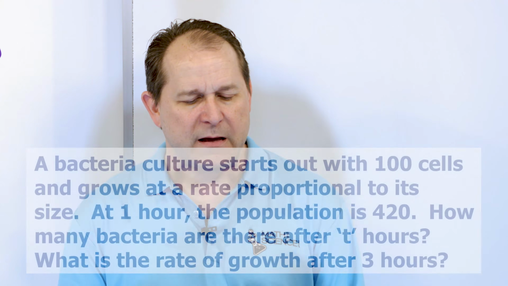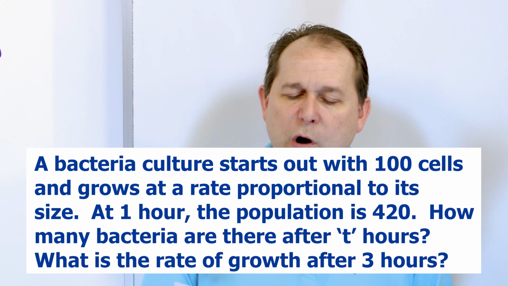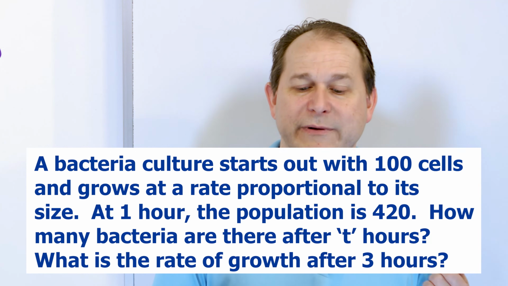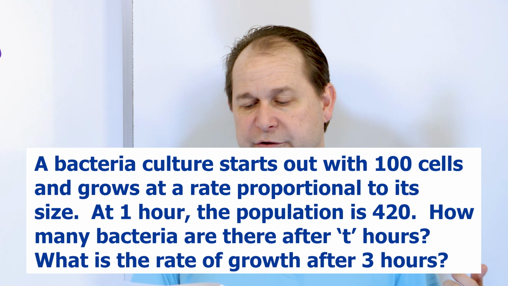Now we're going to see the same thing in the next problem, but it's going to be taken one step further, and I do not expect you to be able to solve this ahead of time, but we're going to learn some stuff along the way. It says a bacteria culture starts out with 100 cells, and it grows at a rate proportional to its size. After an hour, the population has increased to 420.